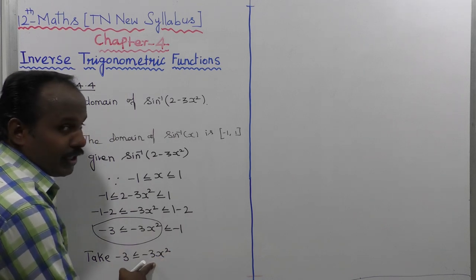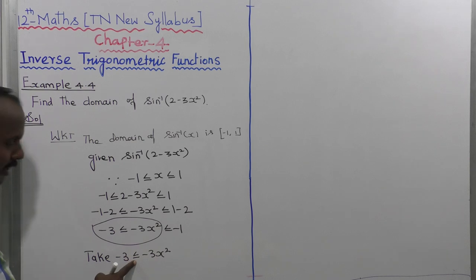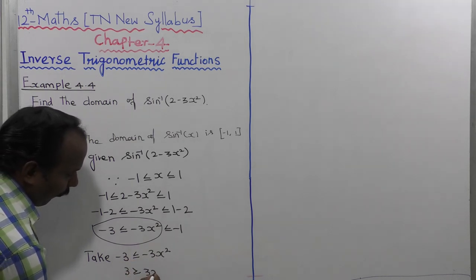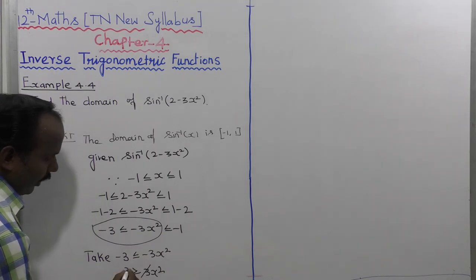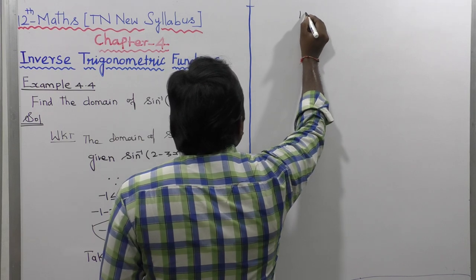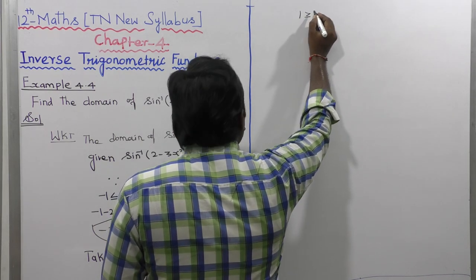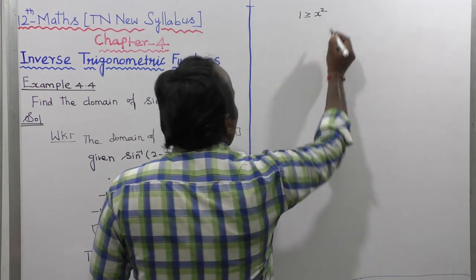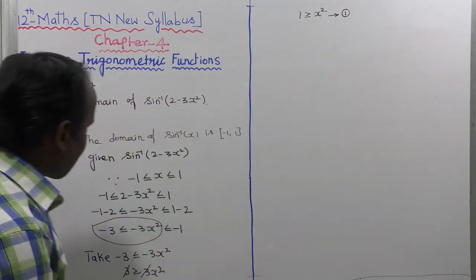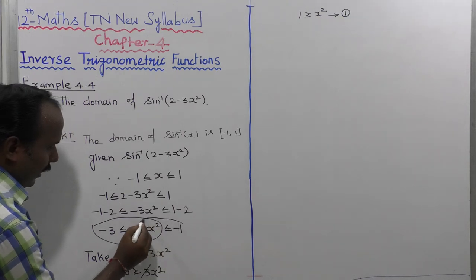So multiply on both sides by minus, and the sign changes. 3 is greater than or equal to 3x square. Next, the 3 cancels, so 1 is greater than or equal to x square. This is equation number 1. Next, let us take the second two terms.